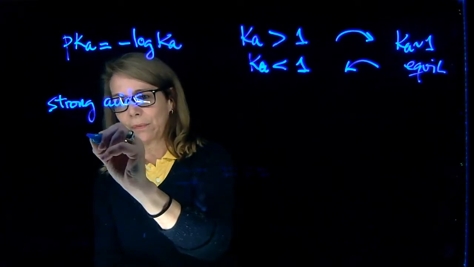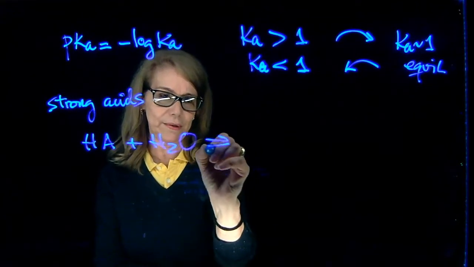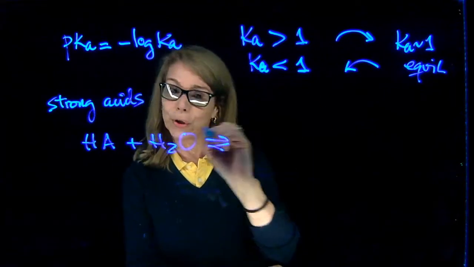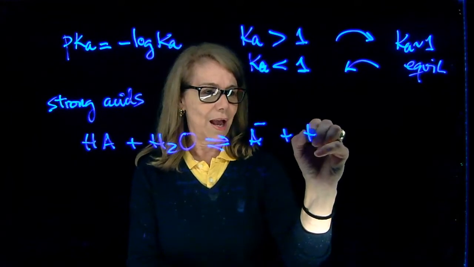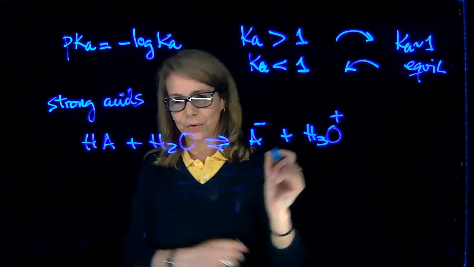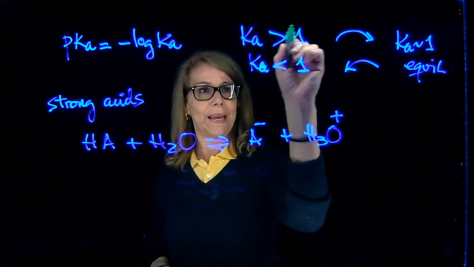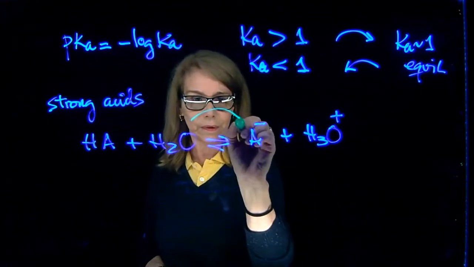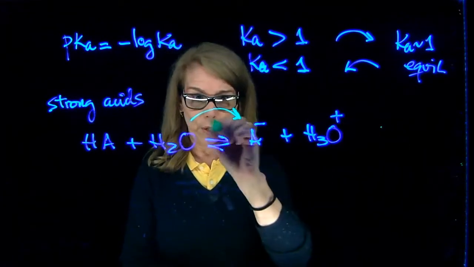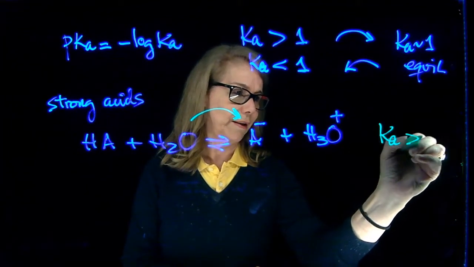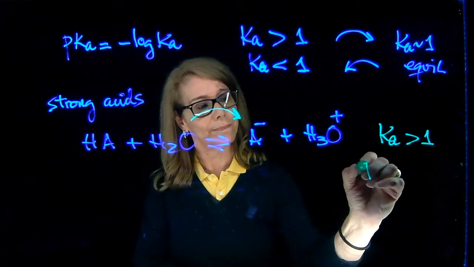if we remember this equation, HA plus H2O, and here for now we're writing the equilibrium. We don't know the pKa's value yet. So conjugate base, conjugate acid, hydronium. As it is, if the acid is strong, there is going to be a lot of dissociation, it is going to be product favor. That means Ka is greater than 1.